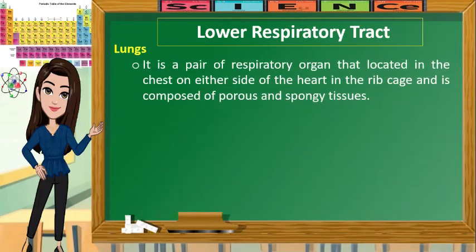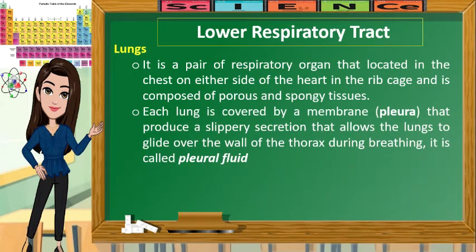Lungs. They are a pair of respiratory organs located in the chest on either side of the heart in the rib cage, and are composed of porous and spongy tissues. Each lung is covered by a membrane or pleura that produces a slippery secretion that allows the lungs to glide over the wall of the thorax during breathing. It is called pleural fluid.